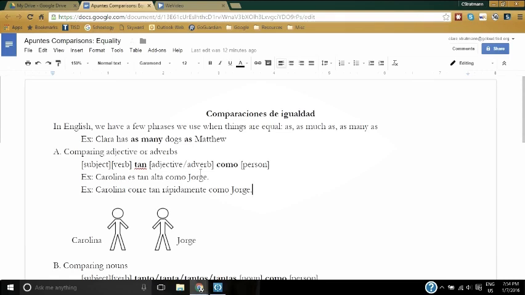Then you'll have whatever adjective or adverb you need. Make sure that matches your subject. That's why we said alta and not alto, because Carolina is our subject. She's a girl, so we use alta. And then you finish off with the other person. Another example is if you want to use an adverb and want to say Carolina runs as quickly as Jorge. We have it right here. Carolina corre tan rápidamente como Jorge.